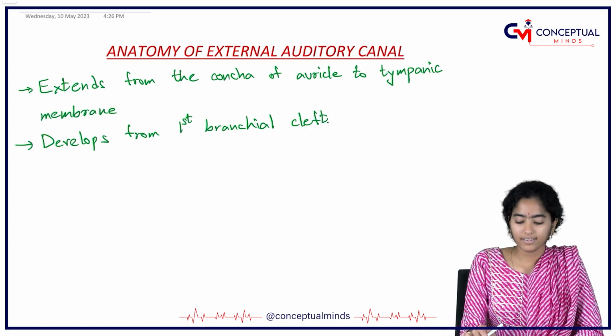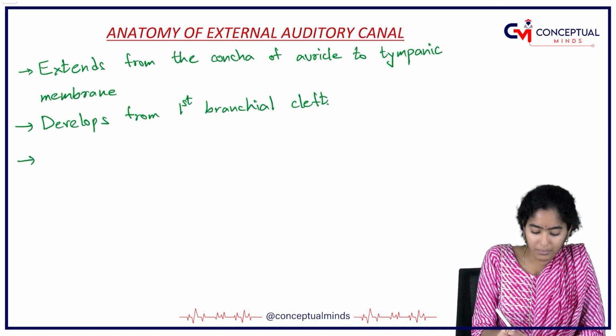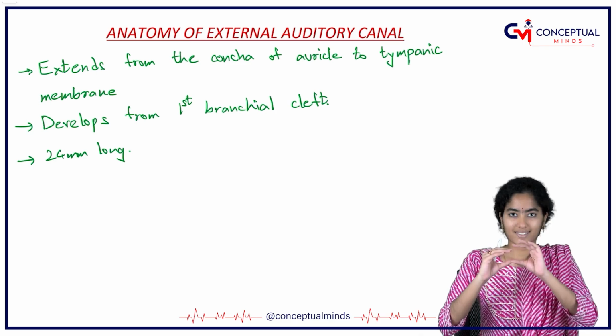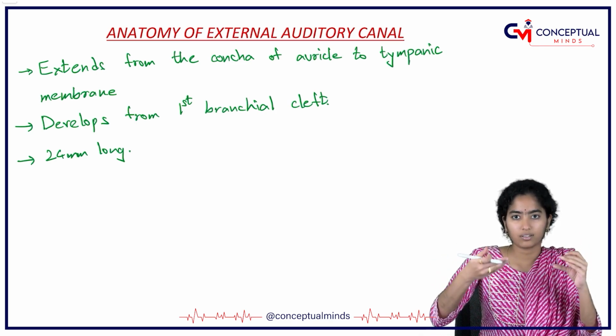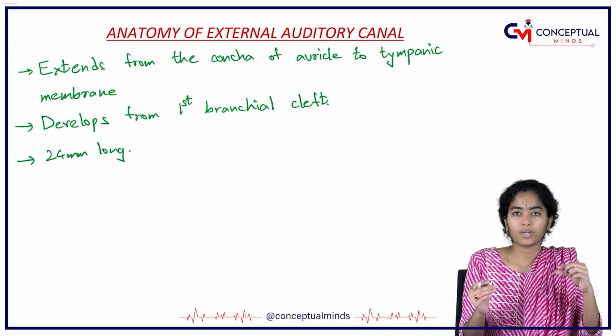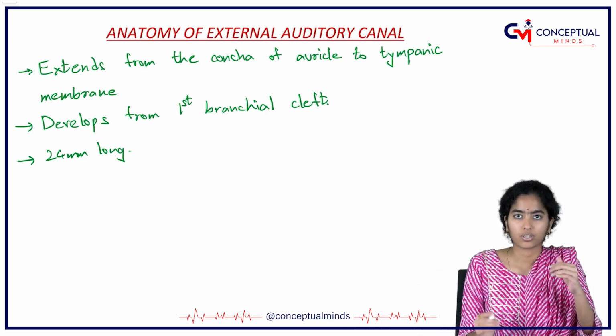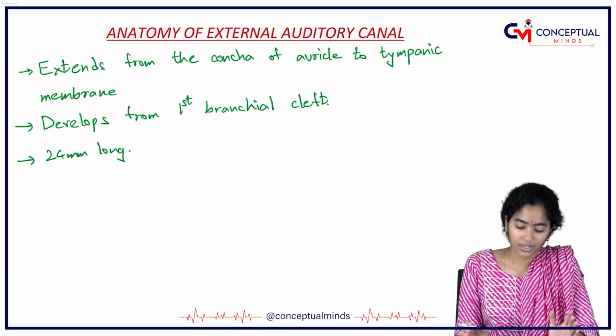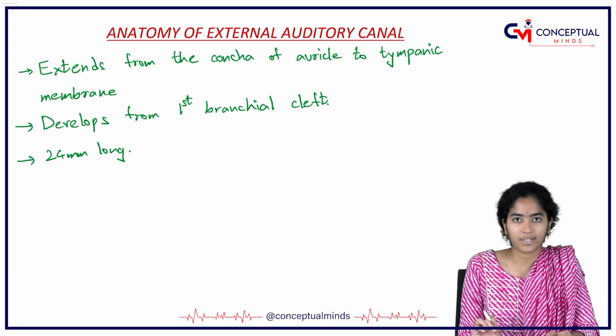And what is its length? It is 24 millimeters long. It is a canal, so it has anterior, posterior and all those directions. So 24 millimeters when measured in the posterior direction. The anterior length is slightly longer, but for all references we use 24 millimeters as the length of the external auditory canal.